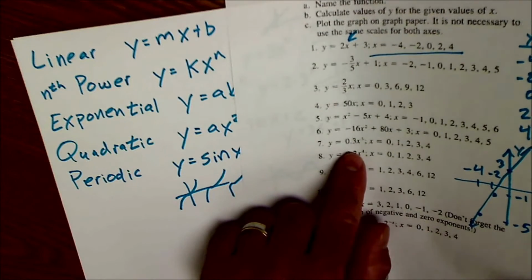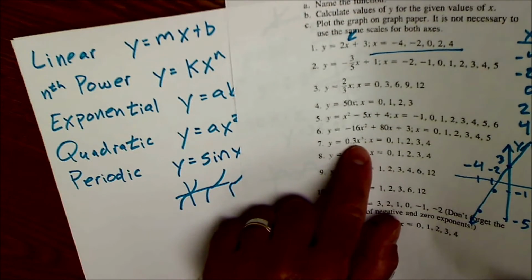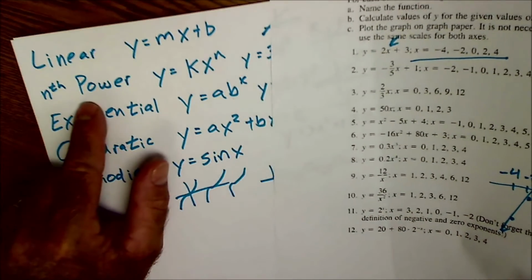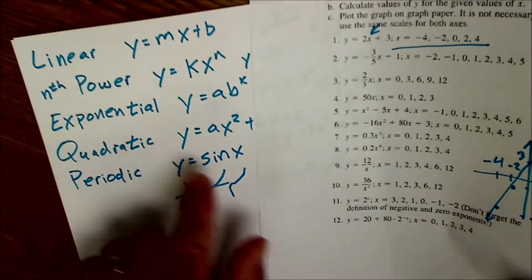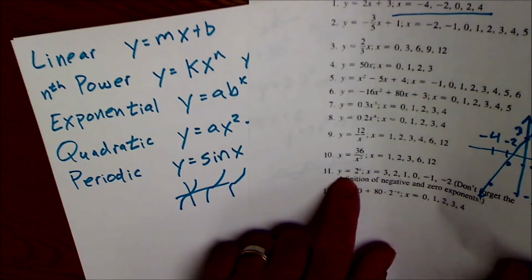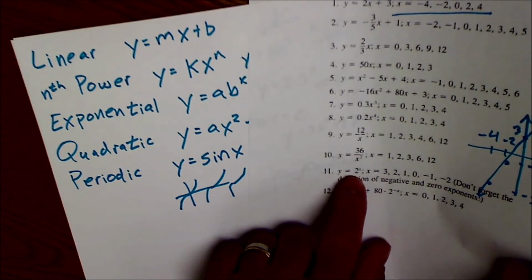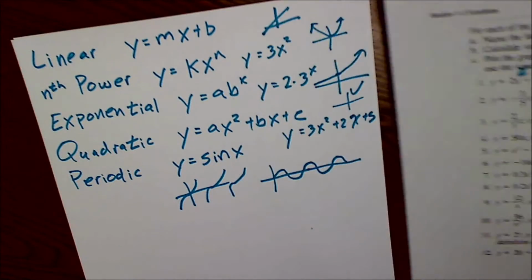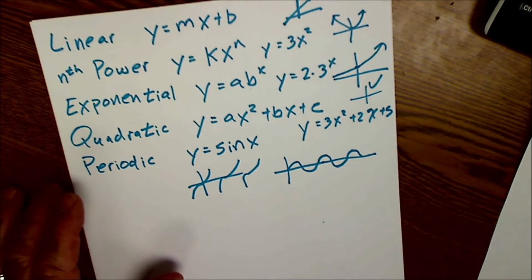Number 7, here I have 0.3 x to the third. My exponent's a number, so it's going to be an nth power function. Versus down here on number 11, y equals 2 to the x. That's going to be an exponential function. And then anything that repeats itself will be a periodic function.